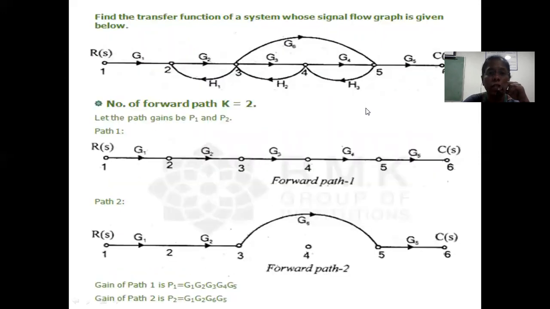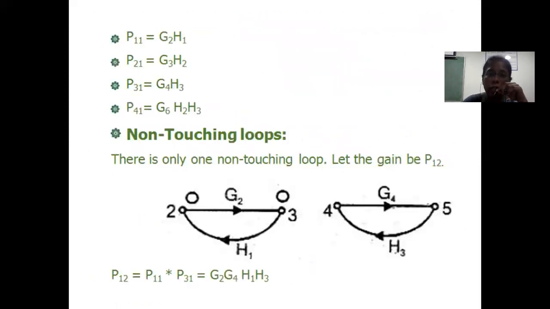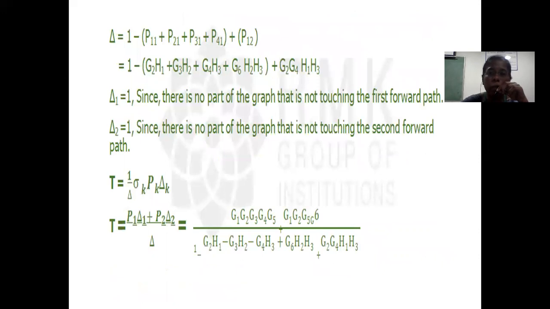Similarly, you have to check the second forward path with the original graph, and only node 4 is not touching. But at node 4, there is no complete part of the graph, right? If you get a complete part of the graph, then for that complete part you have to find out the del value again. But here again, we don't have any complete part of the graph which is not touching the second forward path. So therefore, for the second forward path also, the del value will be 1. Yeah, so that's why we are getting del 1 as 1 and del 2 also 1.